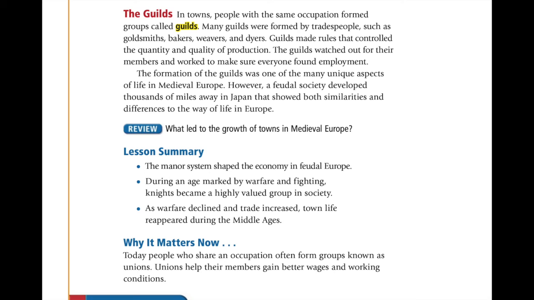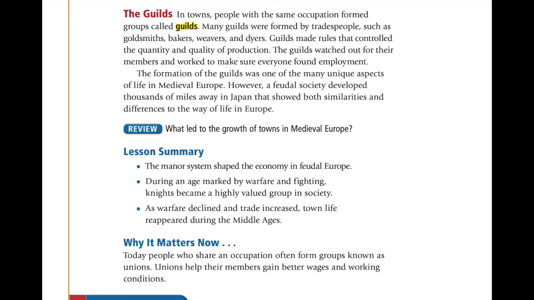The guilds. In towns, people with the same occupation formed groups called guilds. Many guilds were formed by tradespeople, such as goldsmiths, bakers, weavers, and dyers. Guilds made rules that controlled the quantity and quality of production. The guilds watched out for their members and worked to make sure everyone found employment.